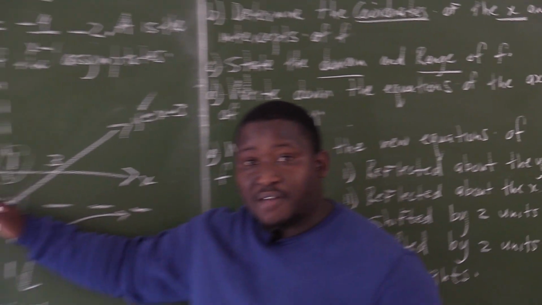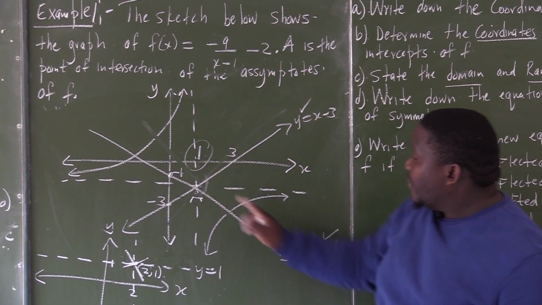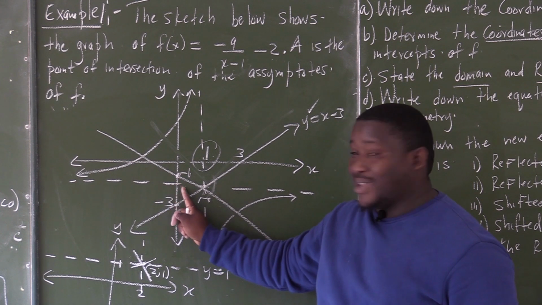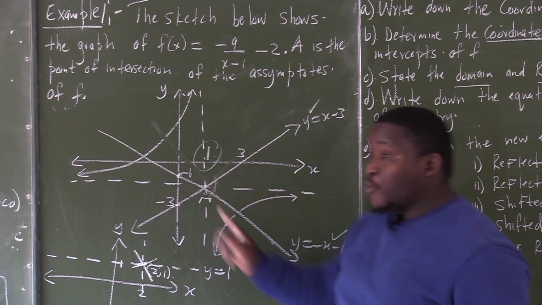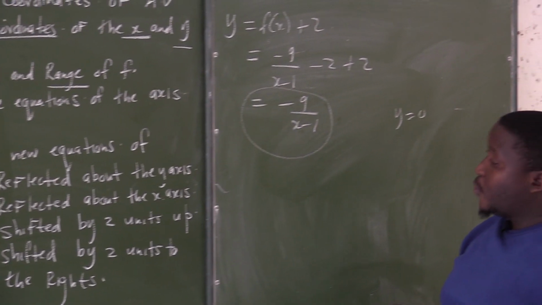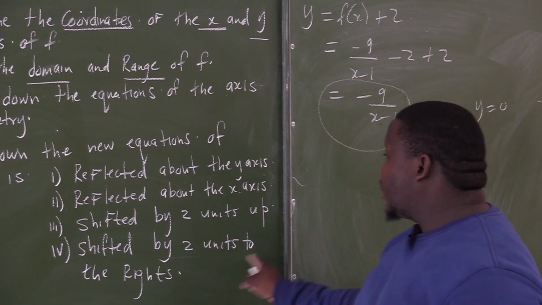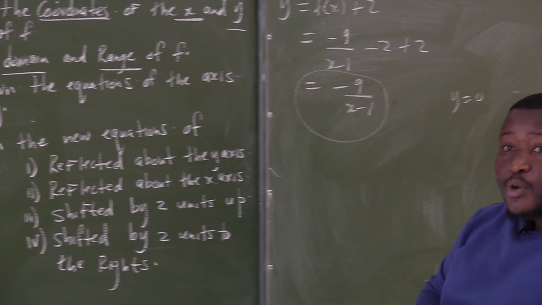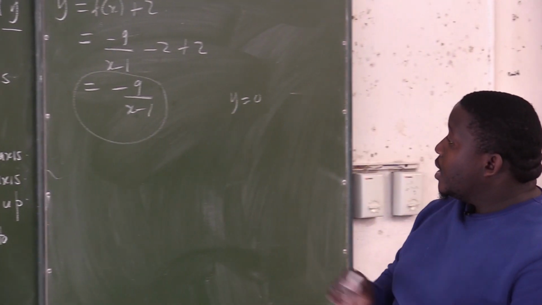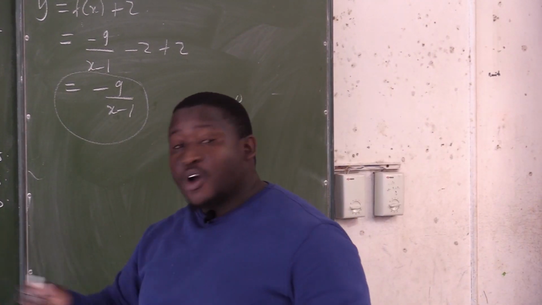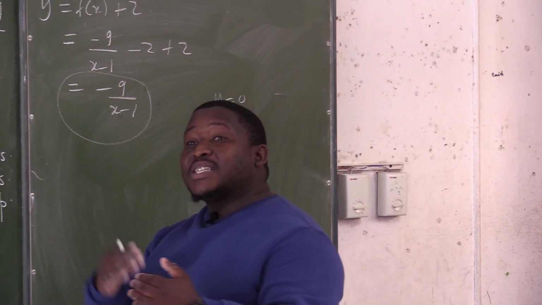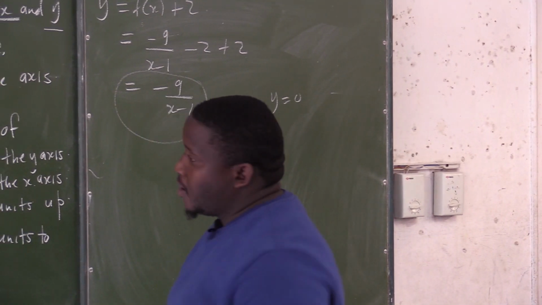If we move this graph by 2 units up, this horizontal asymptote will no longer be here. It will be here now, which is what you can observe from the new resulting equation. Then the last question will say, shifted by 2 units to the right. This one is very important. You must pay attention on this one. If you shift the graph horizontally, something strange is happening there.